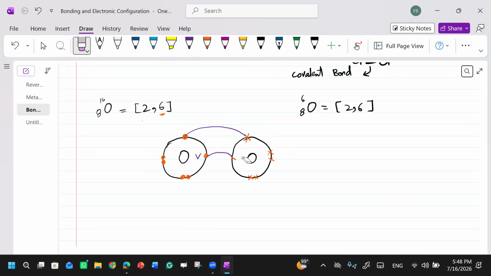So when they make a bond like this, what will happen? You will get a new diagram. Over here you will see this intersection area. Have you done intersection in mathematics? Union, intersection. Give me one minute. Okay, I'll be back.